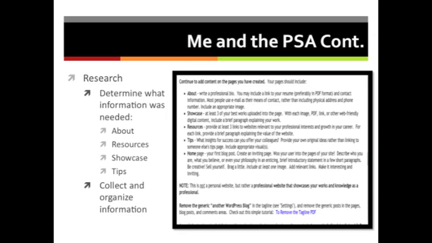The second step of the PSA is to research. During my project, the first thing that I had to determine was the necessary content that would be required for the project. This is when referring to the rubric or any set of guidelines that you may have been given is very, very helpful. The next thing I did was collect and organize the information that was required, which in our case was about, resources, showcase, and tips. Finally, I explored other dancers' websites to see what worked and what didn't.